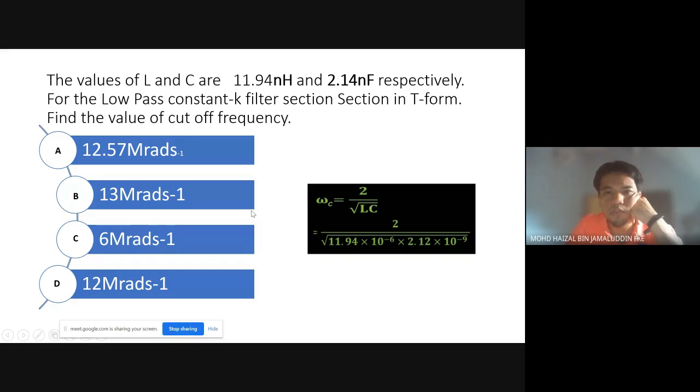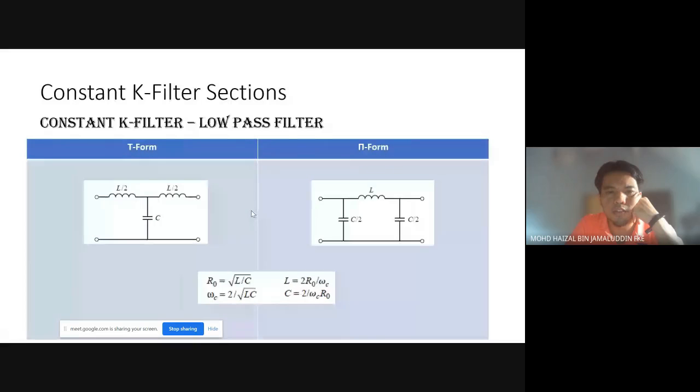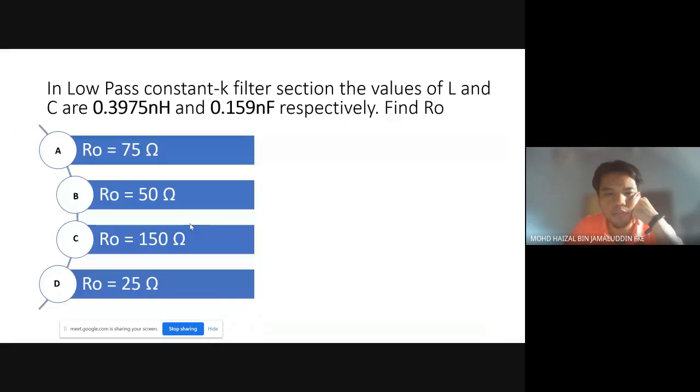All right. So basically, for the constant K low pass filter, you just need to know the value of L and C, or you know the R naught and omega C, in order to calculate the value of the inductor and capacitor. But you need to know the form, the structure of this low pass filter.